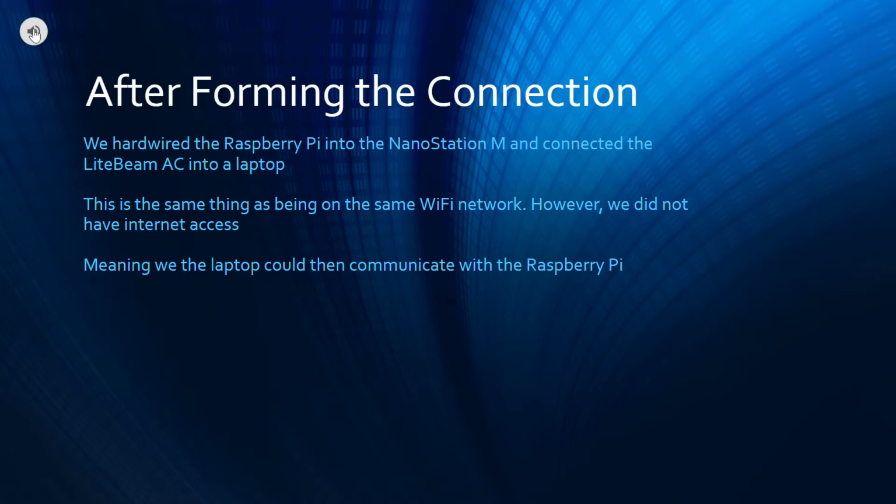So after we actually formed the connection, we just hardwired the Raspberry Pi into the NanoStation, which was on the balloon, and the Lightbeam, which was on the ground, into a laptop through Ethernet cords. This is the same as all four pieces being on the same Wi-Fi network. However, just because we're on the same Wi-Fi network does not mean we have internet access. This does, however, mean that the laptop could communicate with the Raspberry Pi even if they weren't hardwired together.